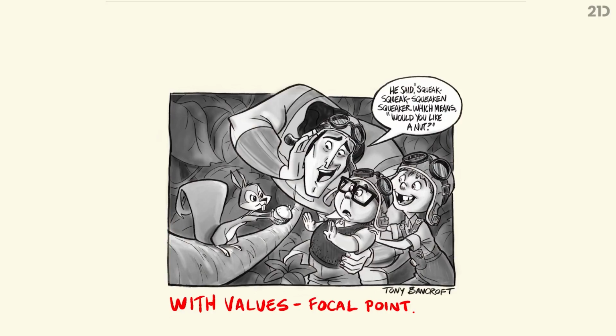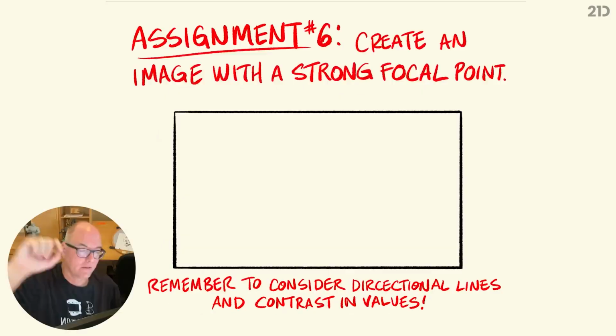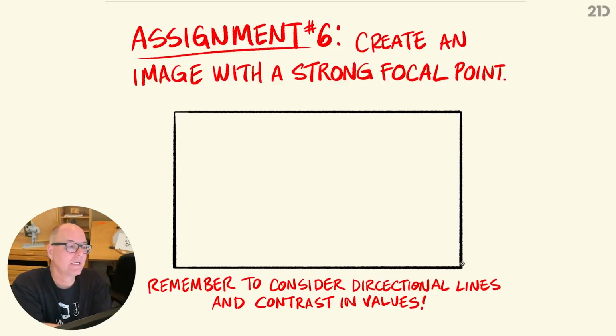All right, that's contrast in values. Okay, so here we are at assignment number 6. I want you guys to create an image with a strong focal point. So there's our frame again. I want you to create a composition of some kind that has a strong focal point. So think about directional lines and shapes and how you can compose that to really point towards it, without being exact and too obvious. Try and work that into your layout so that those directional lines can pull our eye into where you want us to look in the frame.